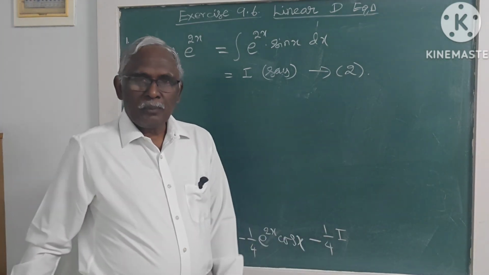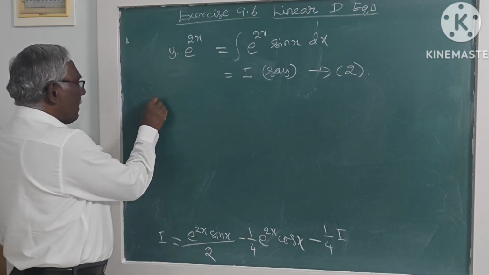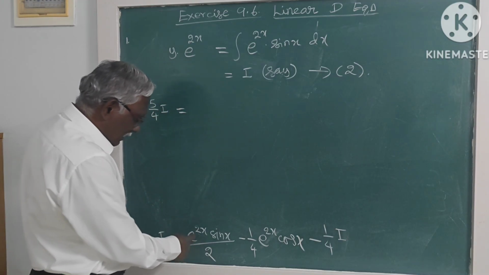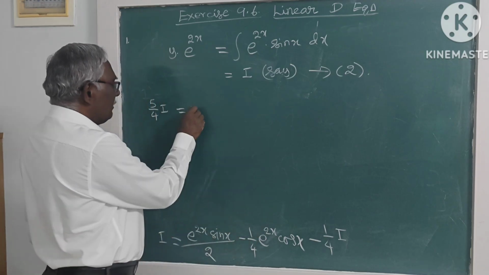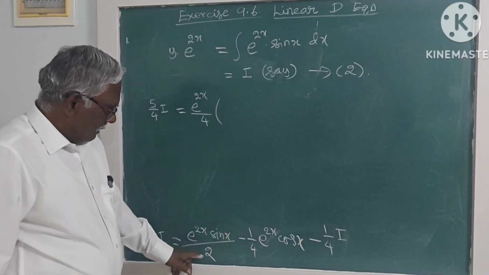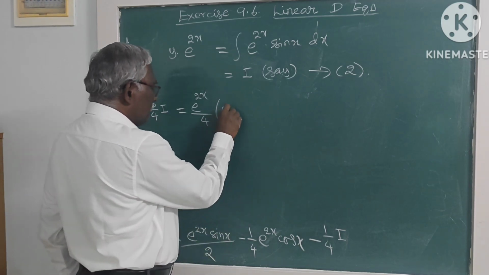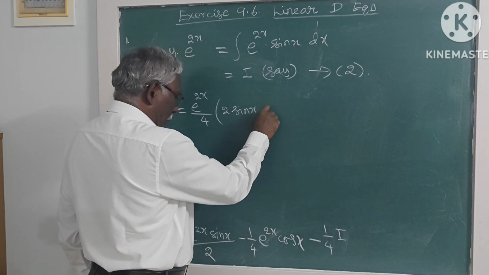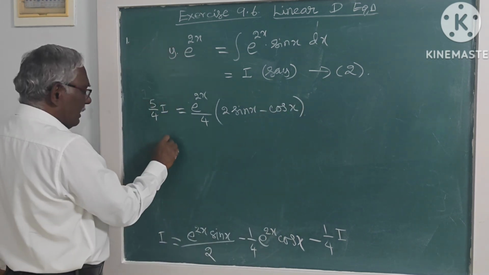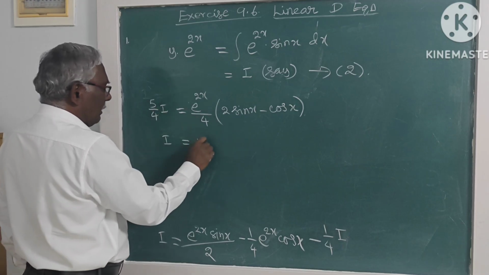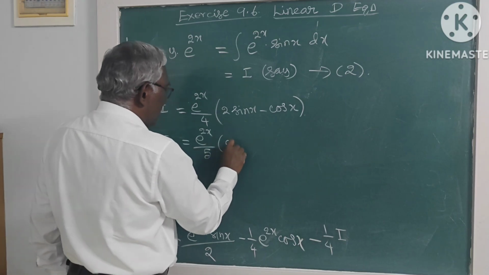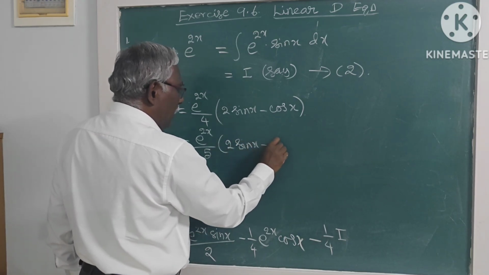I plus 1 by 4 I, that is 5 by 4 I, is equal to, you can take e power 2x by 4 common, then 2 sin x minus cos x. Therefore, I is equal to e power 2x by 5 into 2 sin x minus cos x.